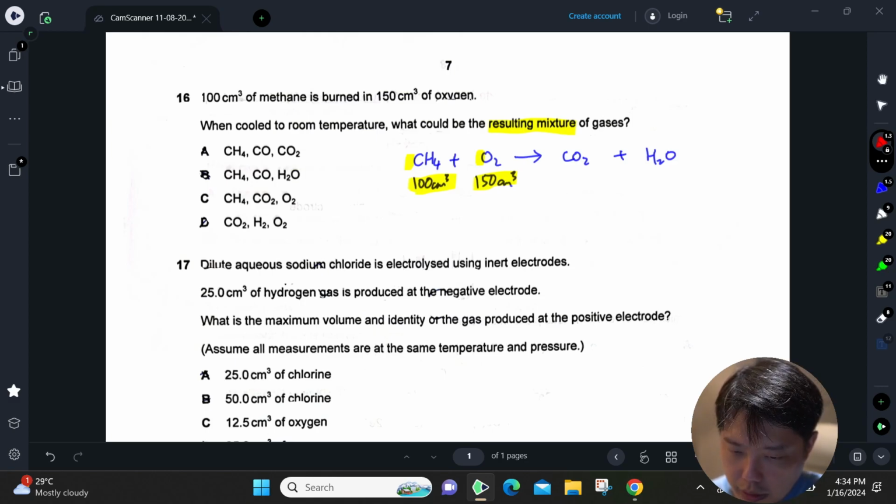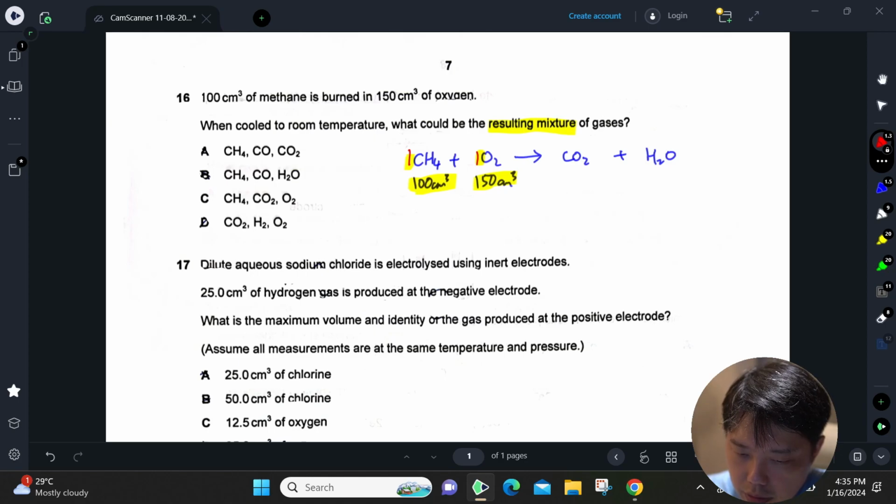So when we look at the mole ratio, one mole of methane requires one mole of oxygen. So 100 cm³ of methane will require 100 cm³ of oxygen. So we have about 50 cm³ excess oxygen. So by right, the combustion should be complete and we shouldn't have any methane left.